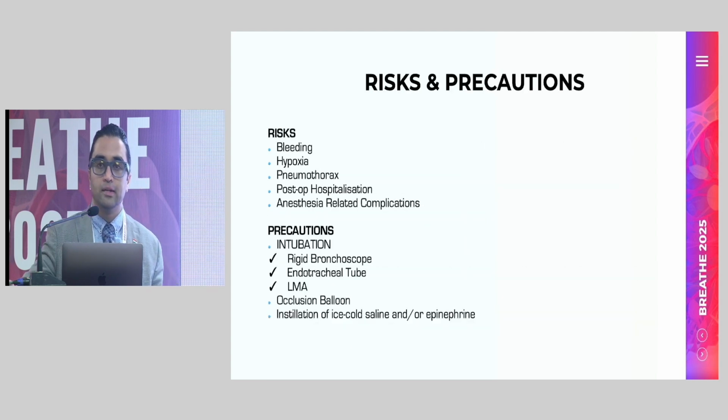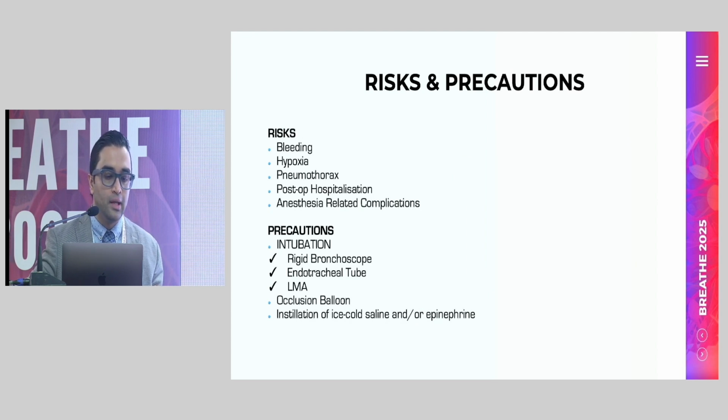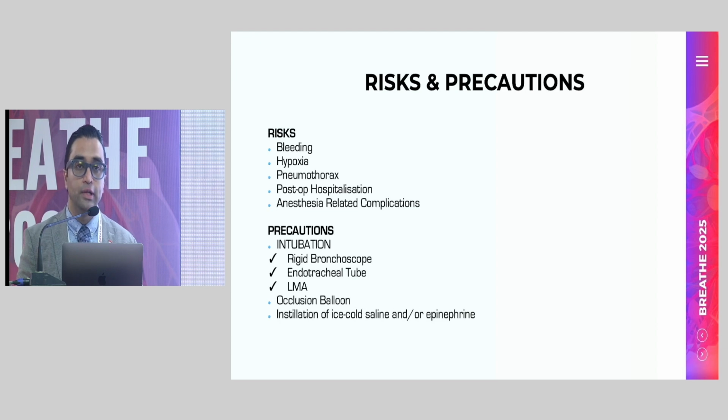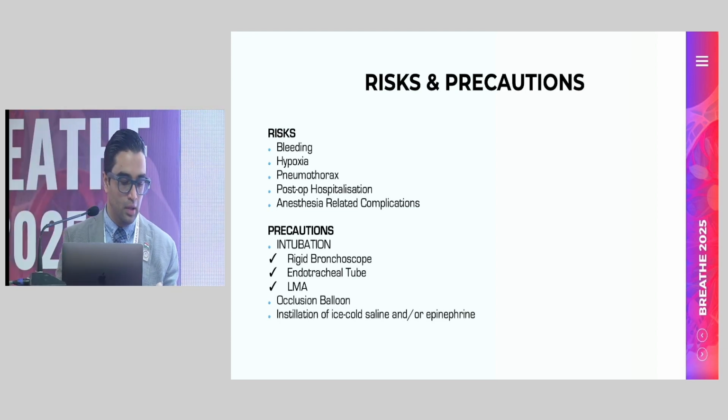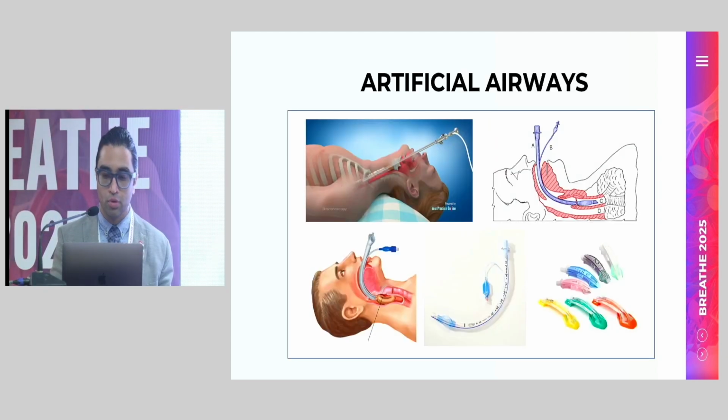So the major risk involved with cryo is mostly bleeding, and the patient can land up in hypoxia. So you need to follow certain precautions. Mainly, intubating your patient with an artificial airway, which might be a rigid bronchoscope or an endotracheal tube or an LMA. There's also a need for an occlusion balloon, as Dr. Vishwesaran had shown, and you need ice cold saline when it comes to controlling the bleeding.